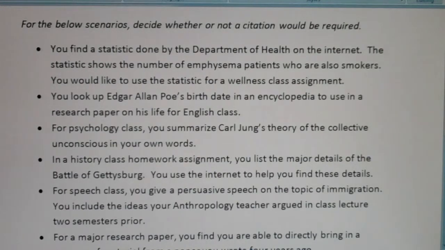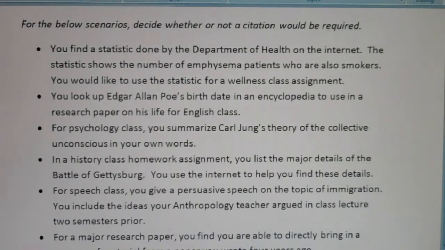In the fourth example, now as far as the major details of the Battle of Gettysburg, this would be things like the number of troops involved, the date, just the hard numbers. And I would say that this is probably factual information that you would not have to worry about using a citation for, unless, keep in mind that any of these examples we say, don't worry about a citation, it's common knowledge, if you are using the exact same word choice as the source that you're getting it from.